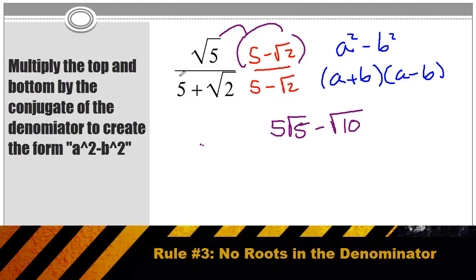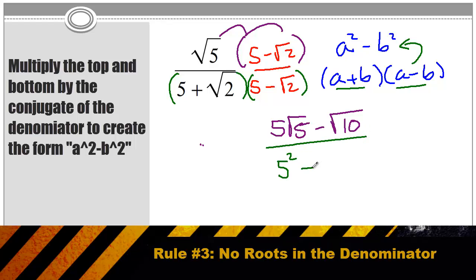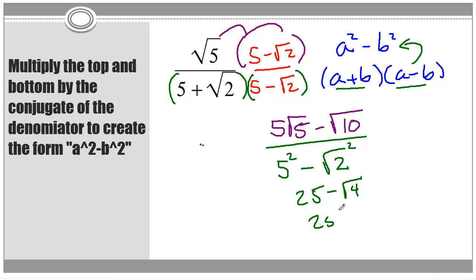When I multiply the bottom part of my fraction, I'm going to wrap parentheses around the 5 plus root 2 and around the 5 minus root 2. When I multiply, I see I'll be following the same pattern of a plus b times a minus b, and I should know that that's going to equal a squared minus b squared. So the bottom of my fraction will become 5 squared minus the square root of 2 squared, or 25 minus the square root of 4, or 25 minus 2. So the bottom of my fraction really ends up being 23.